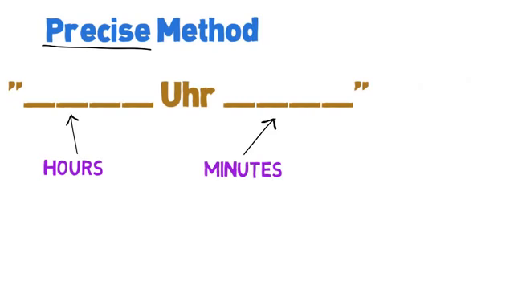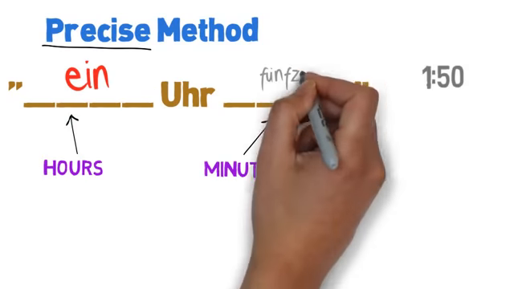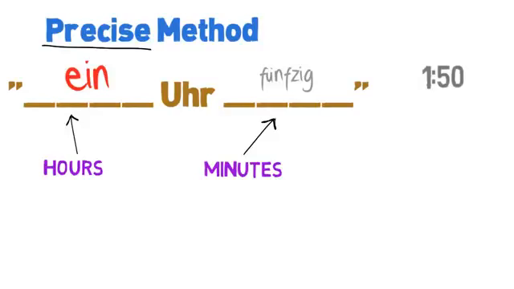There's one exception to be aware of. The 1 o'clock hour will be ein Uhr something, not eins Uhr something as you might expect. The ein loses its S, so 1:50 becomes ein Uhr 50, not eins Uhr 50. Also, notice that this method is very precise. It allows you to tell the exact time because you can say exactly the hours and minutes.